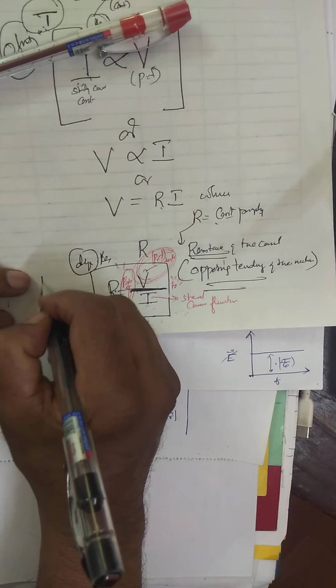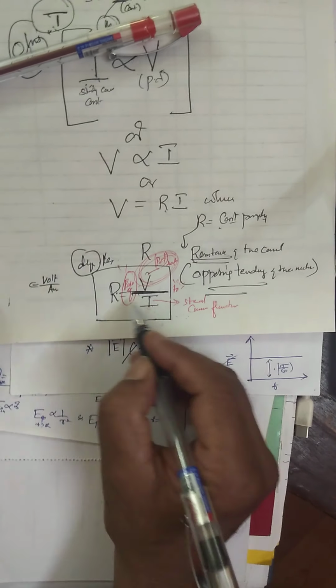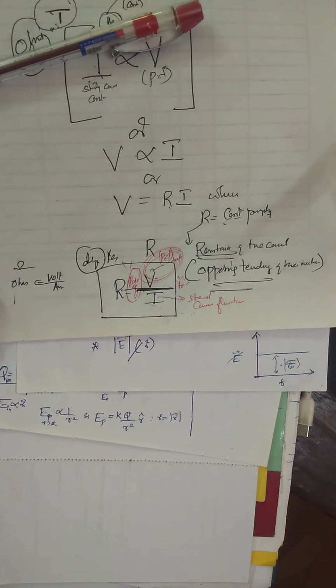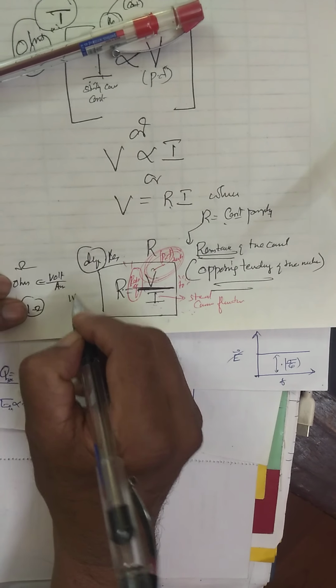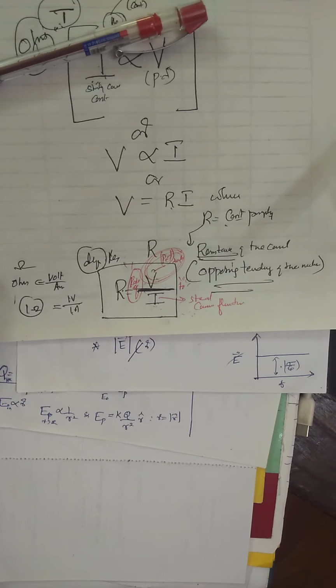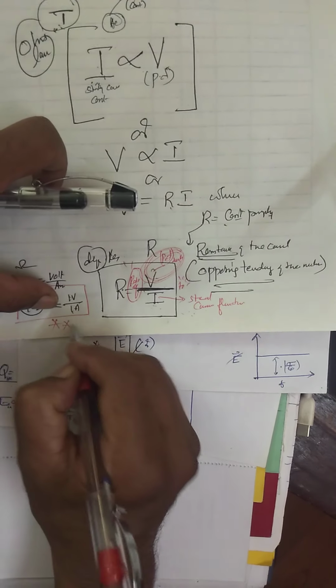Now V is measured in volt, current is measured in ampere, resistance is measured in ohm. The symbol is this. How to define 1 ohm? If I have 1 volt by 1 ampere, then 1 by 1 is 1 ohm. Now this definition of 1 ohm is also very, very important.